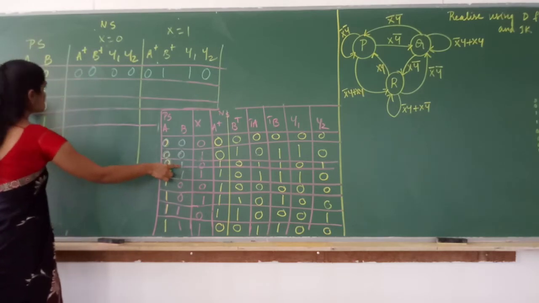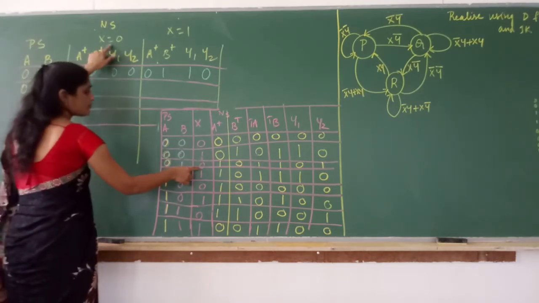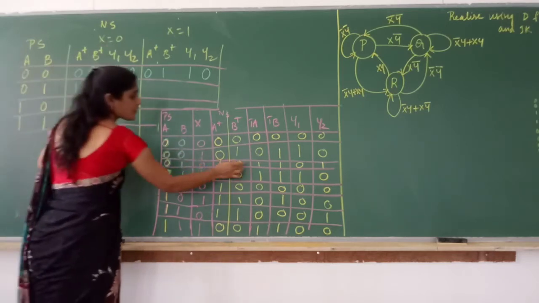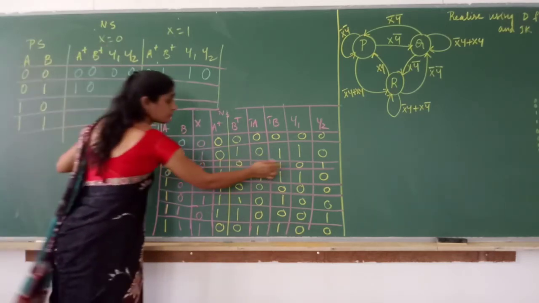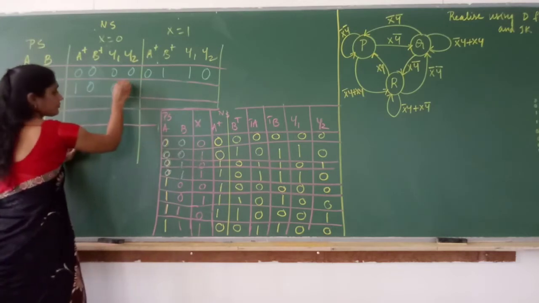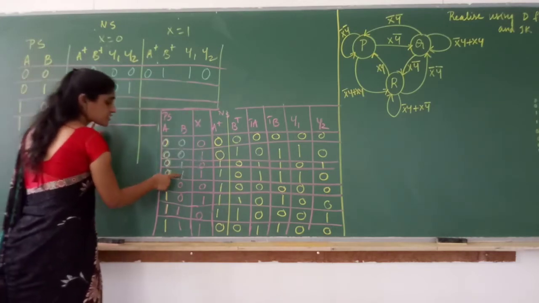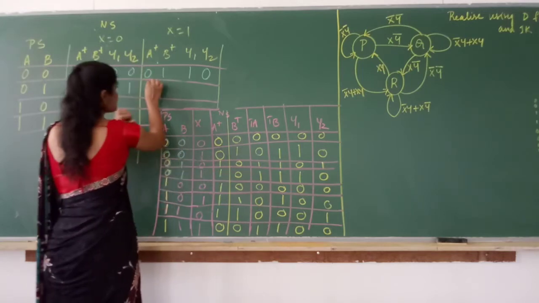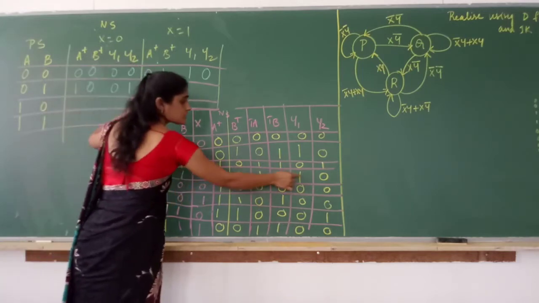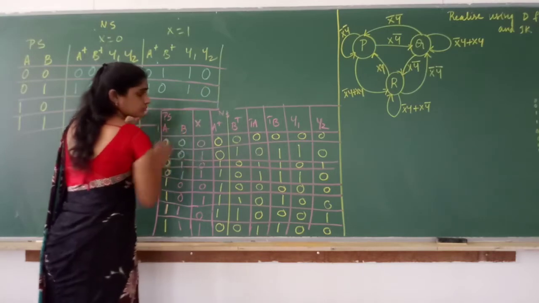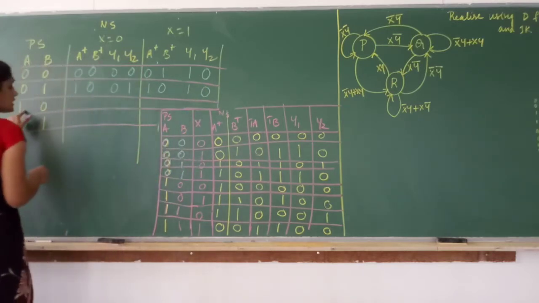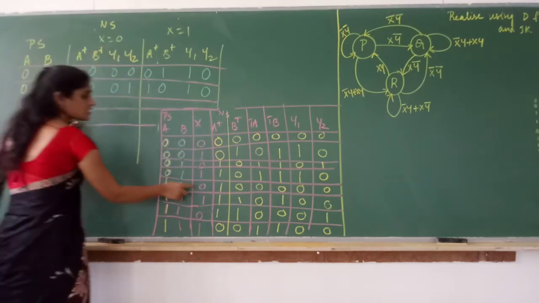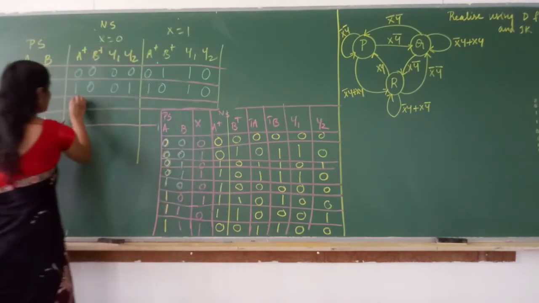If present state is 0, 1 and x is 0, what is the next state? 1, 0. And what is y? 1, 1. Sorry, what is y? 0, 1. Correct? Similarly, if present state is 0, 1 and x is 1, what is the next state? 1, 0. Okay, so what is y1 y2? 1, 0. Correct? Similarly, if present state is 1, 0, when x is 0, next state is 1, 0.